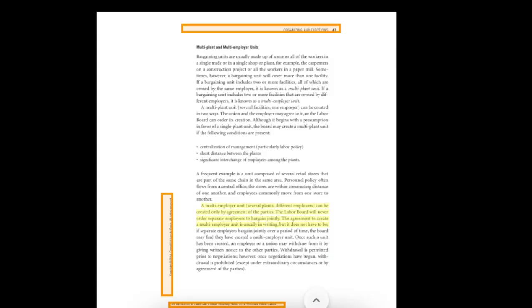The agreement to create a multi-employer unit is usually in writing, but it does not have to be. If separate employers bargain jointly over a period of time, the board may find they have created a multi-employer unit. Once such a unit has been created, an employer or union may withdraw from it by giving written notice to the other parties. Withdrawal is permitted prior to negotiations. However, once negotiations have begun, withdrawal is prohibited, except under extraordinary circumstances or by agreement of the parties.